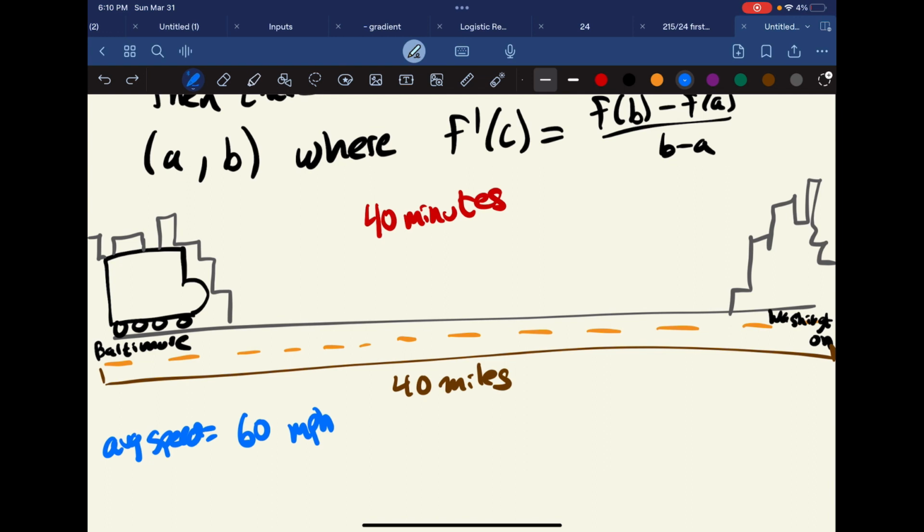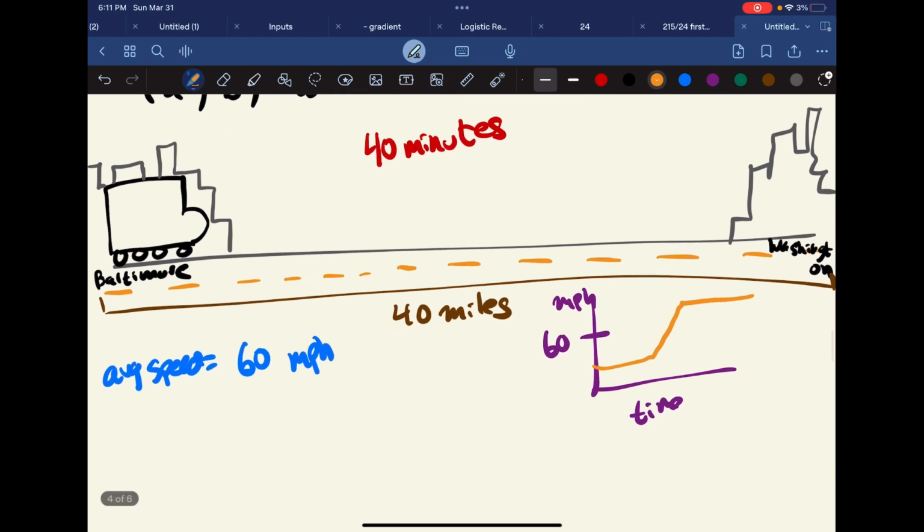The mean value theorem lets us say that the truck was going 60 miles an hour at least at some point in there. So if this is miles per hour and this is time, and say this is 60 miles an hour, maybe the truck was going really slow and then popped up and started going 80 or something like that. It could have done that.